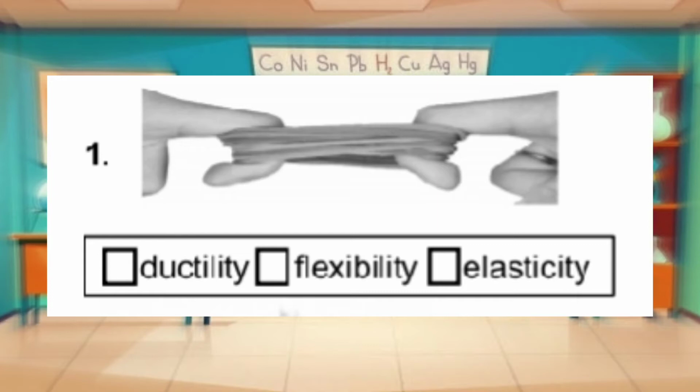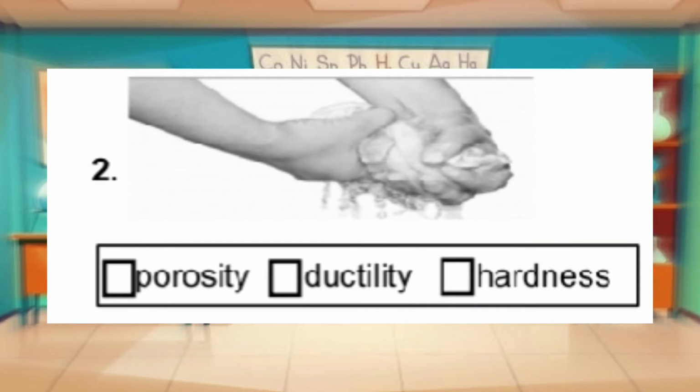Very good! Stretching a rubber band showed the property of elasticity because the rubber band returned to its original shape once both ends were not pulled. Number 2. What property is being shown when you wring a wet cloth after washing it? Is it porosity, ductility, or hardness? Did you go for porosity? Then, well done!